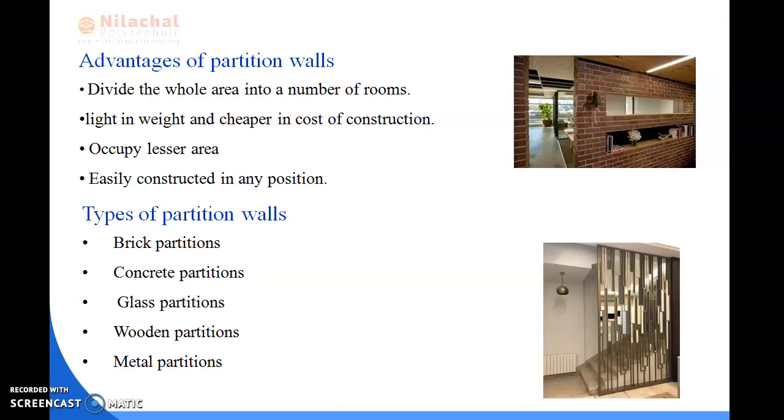So next we will be discussing the advantages of partition walls. You can see the images I am showing here. In the first image, this is the partition wall.